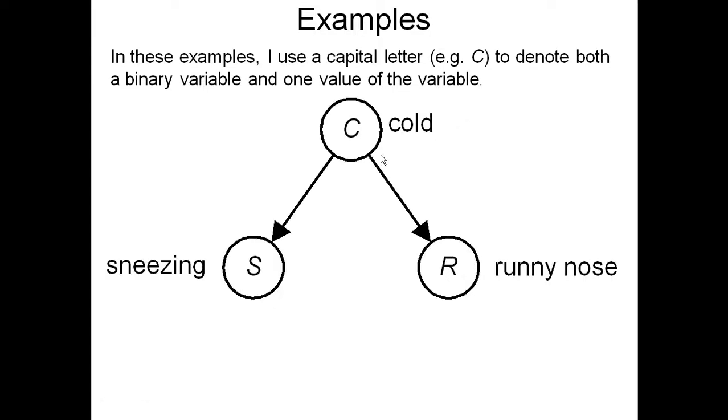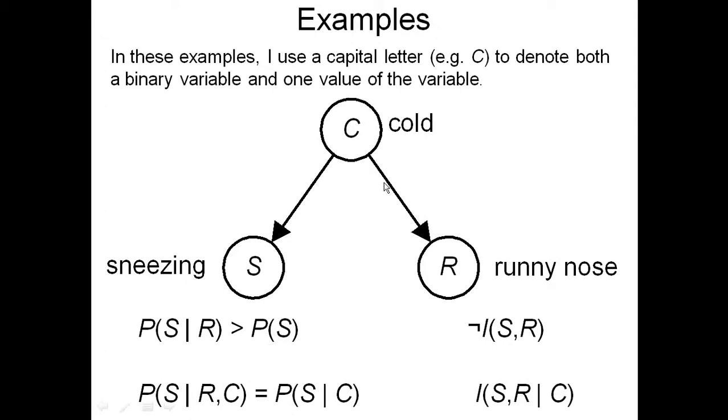Example. In these examples, I'll use a capital letter to denote both a binary variable and a value of the variable. Here's a classic example that I use. A cold can cause sneezing and runny nose. So sneezing and runny nose are not independent. The probability of sneezing, given that you have a runny nose, is greater than the probability of sneezing. Why? Because sneezing makes its cause, a cold, more likely, which makes it more likely the other effect of a cold, a runny nose, is present. So it's not true that sneezing and runny noses are independent.